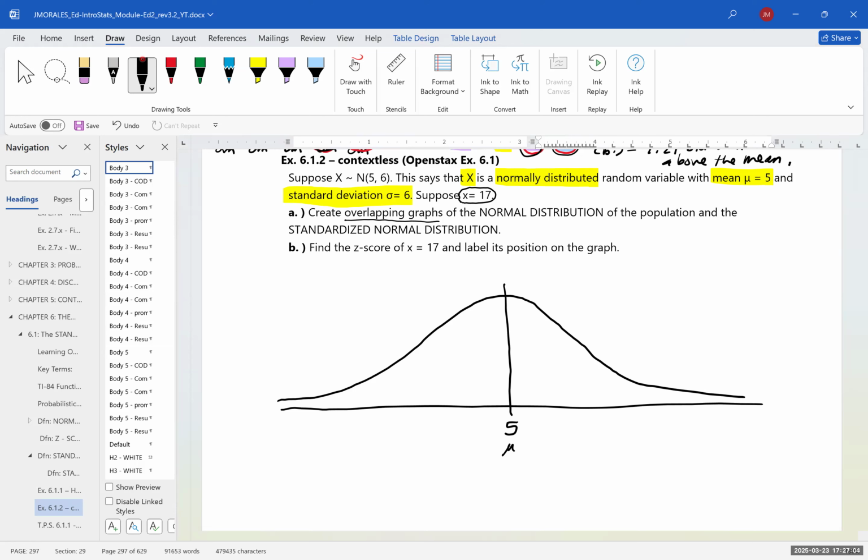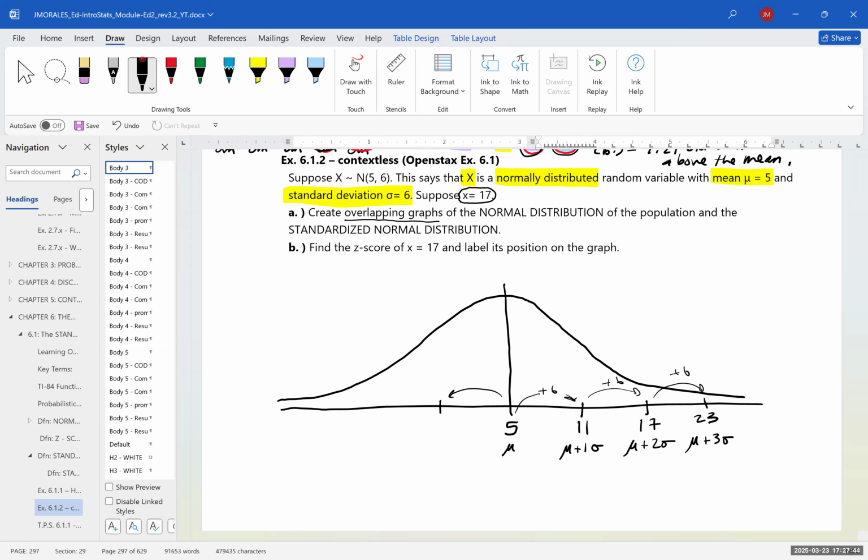So if we add 6 to 5, it's going to give us 11. And if we add 6 again, that'll give us 17. And so this is going to be the mean plus 1 standard deviation. This is the mean plus 2 standard deviations. And if I add 6 again, this is going to give me 23, which is the mean plus 3 standard deviations.